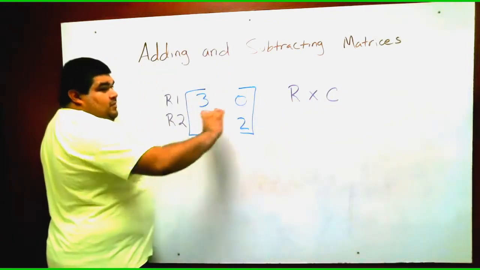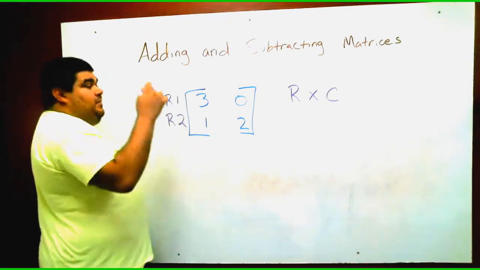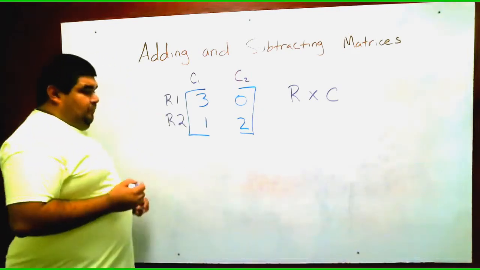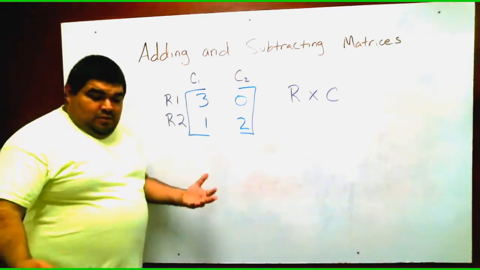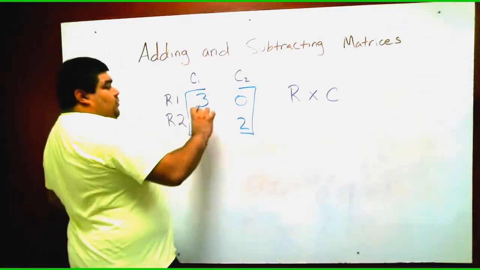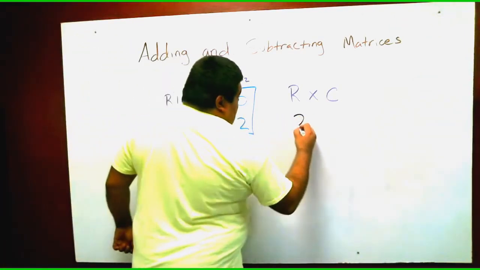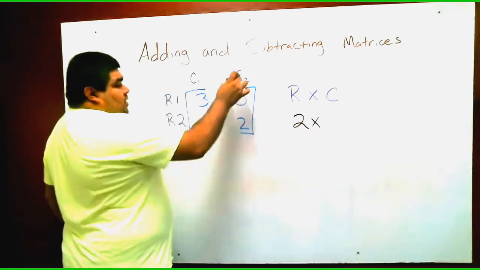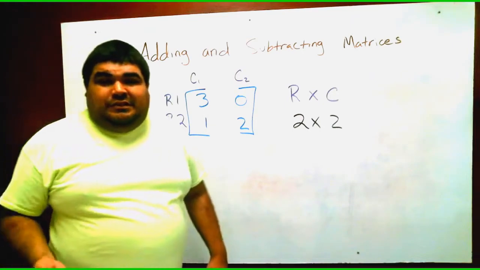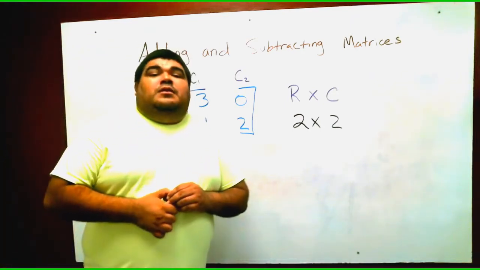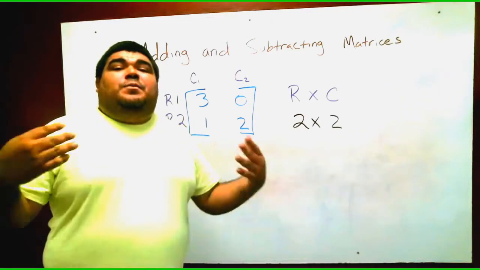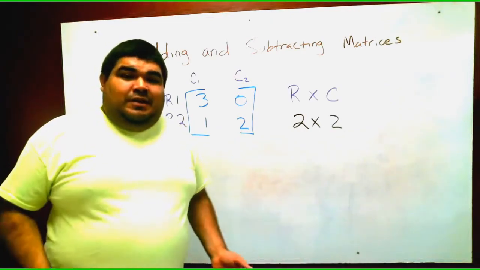Row means left to right, column means up and down. So column 1, column 2. This is how we know this is a 2 by 2 because it has 2 rows, 1, 2, and 2 columns. So this is what's known as a 2 by 2 matrices. Okay. Remember, matrices can only be added and subtracted if they're both the same dimension.